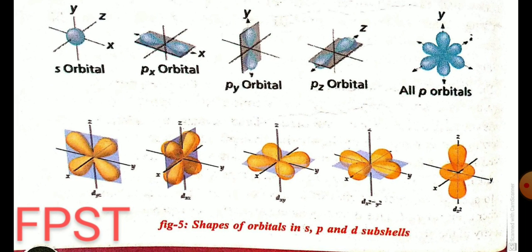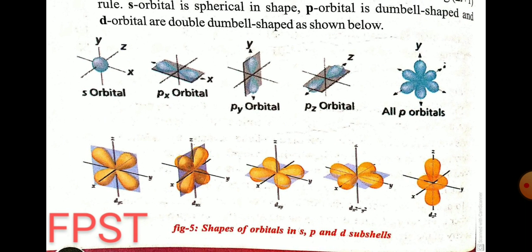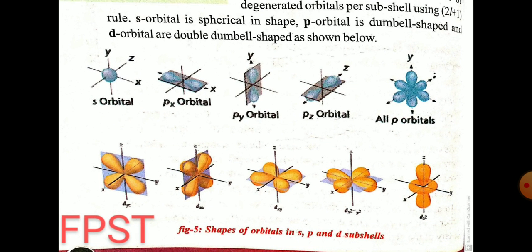It has the double dumbbell shape. The D orbital has the double dumbbell shape. Okay. In the third shell there are 3 subshells, S, P, D. In the S subshell there will be one orbital, that is 3s. In the P subshell there will be 3 orbitals, 3px, 3py, 3pz. In the L is equal to 2 subshell, that is the D subshell, there will be 5 orbitals.